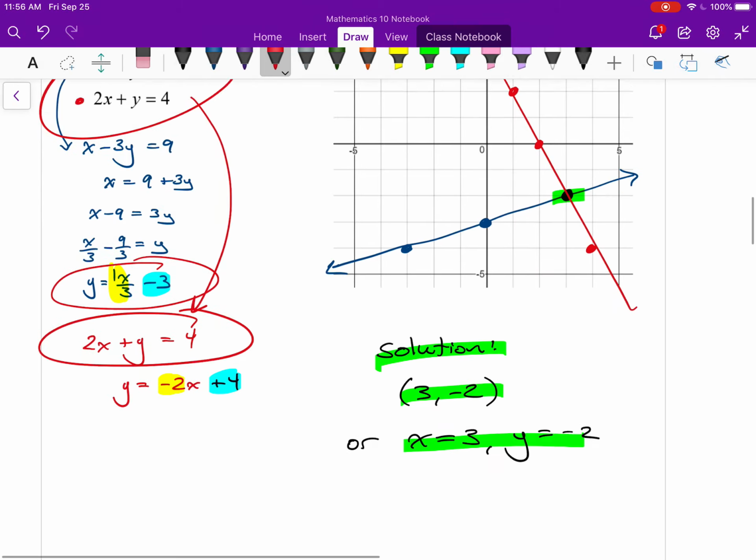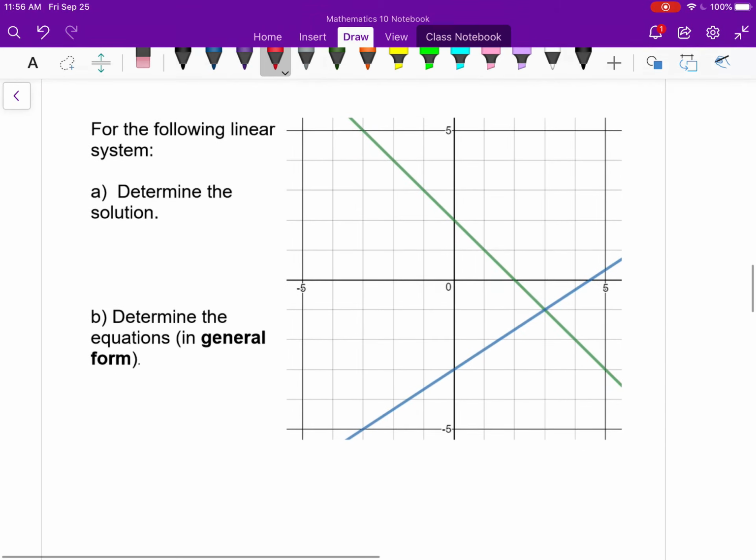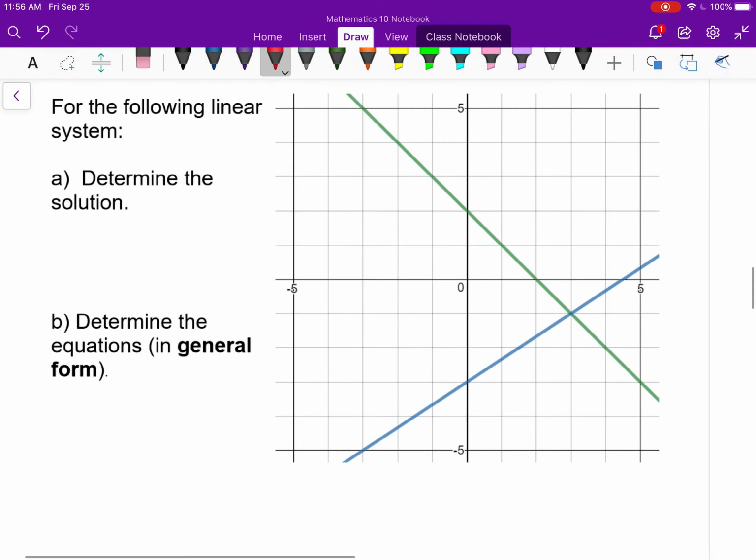All right, so let's look at this. First, I gave you a system. So first, what's the solution? And so I can just see the solution. The solution's right there. And noticing the scale of my graph, I can see every grid line is 1. So I can see the coordinates of that point are 3, -1. So that's my solution. The solution is 3, -1.